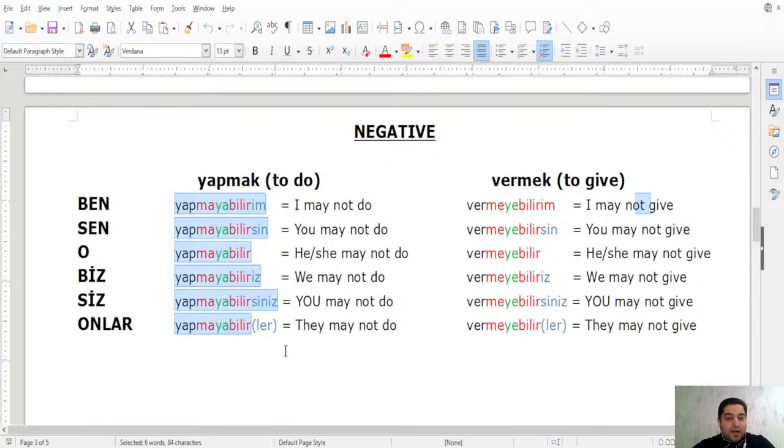That was the case for I cannot do, you can't do, right? He, she can't do, we can't do, and so on. So here the difference between may and can is evident in the first place in the negative form. When we talk about negative, I may not, that is not yapamam. It is yapmayabilirim. Okay? So here what changes is that we don't have yapamam, we have yapmaya. So you see this part is stable for all of this. Yapmayabilir, it's everywhere stable, right? And then you add just personal endings.